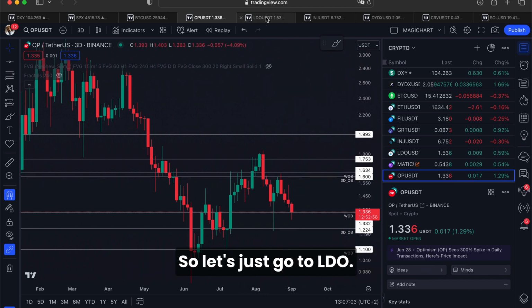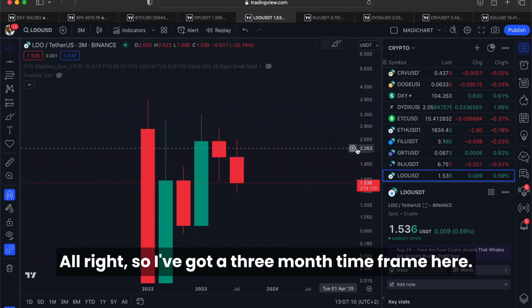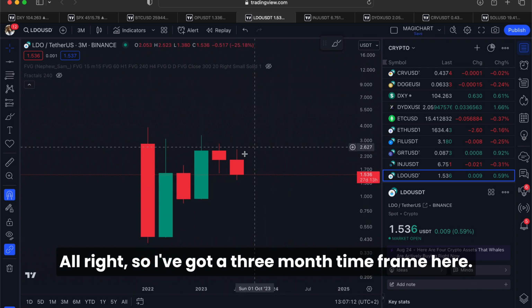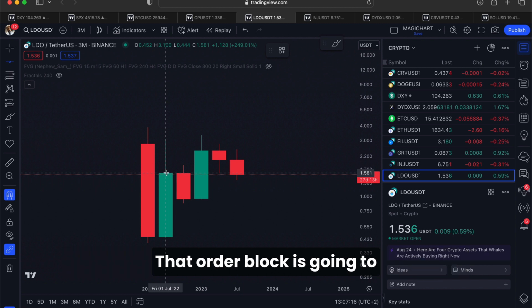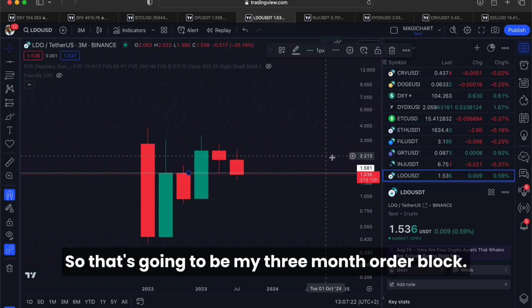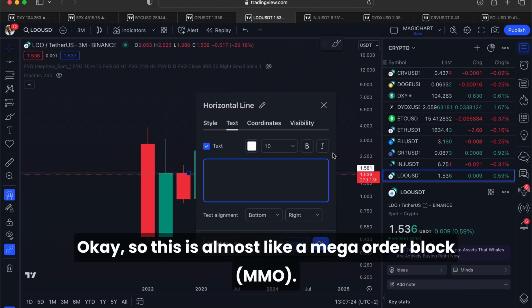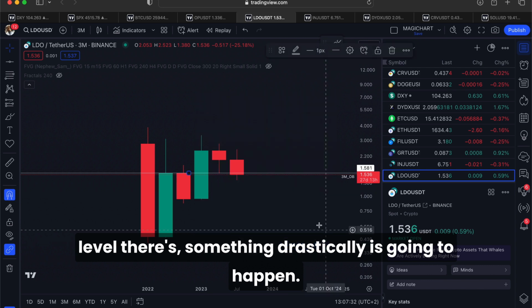So let's just go to LDO. I've cleared everything here. All right, so I've got a 3-month time frame here. The very first thing is the current price. That order block is going to be of significance, or really, that's the closing. So that's going to be my 3-month order block. This is almost like a mega order block. You can know that if it comes to that level, something drastic is going to happen.